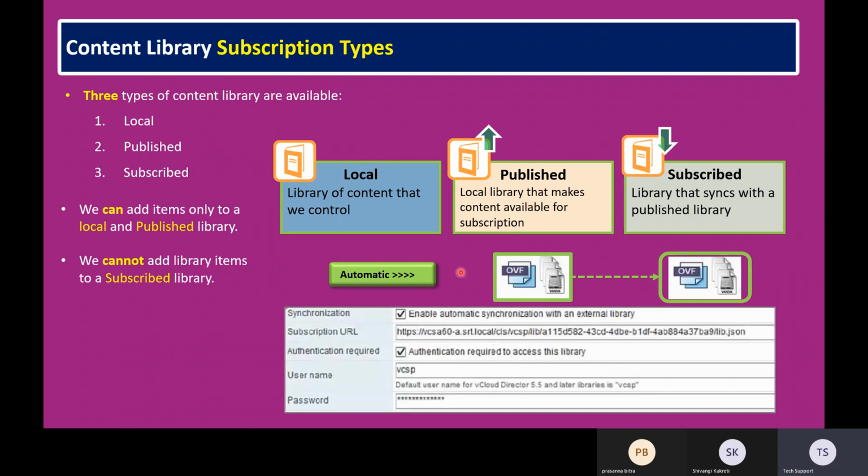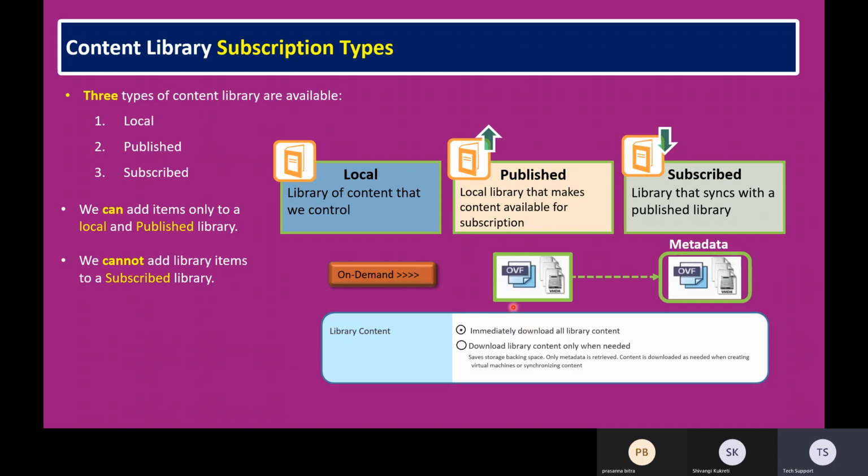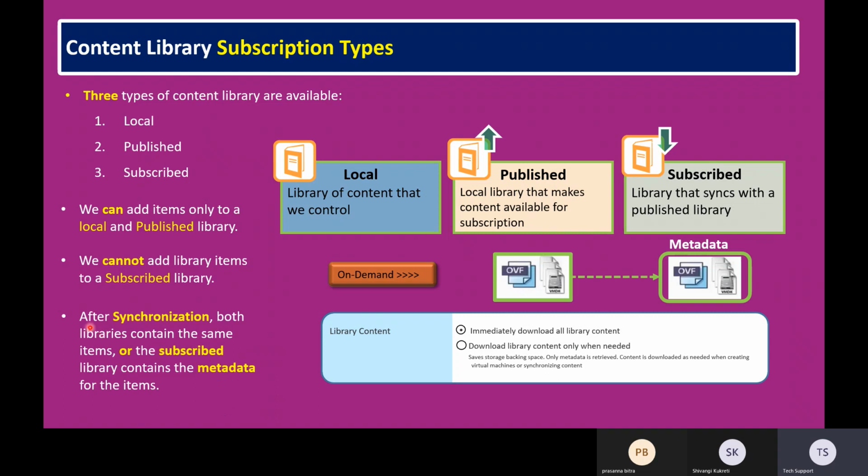Suppose any change happens on your published library. We have two options for the library content: on demand basis, immediately download all library content, or download library content only when needed. So these two options are available while you're configuring a subscription. Okay, so that means after synchronization, both libraries contain the same items. Our end goal is that the subscribed data and published data should both be the same data.